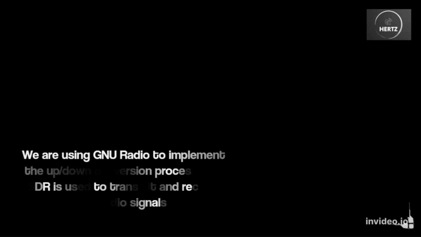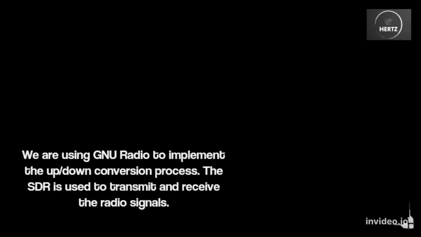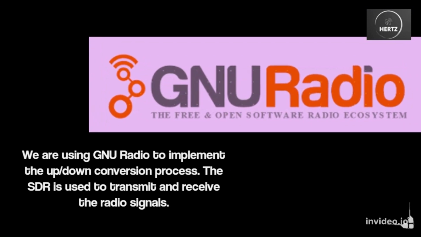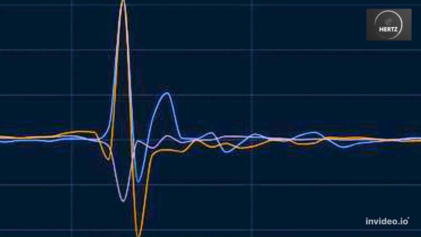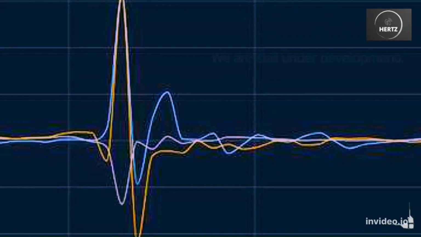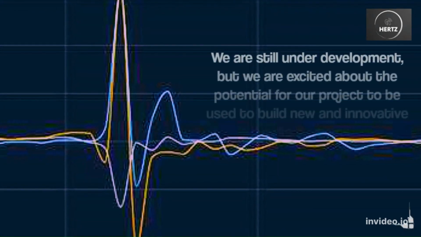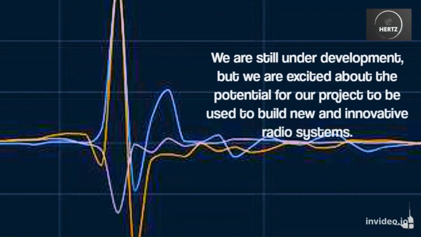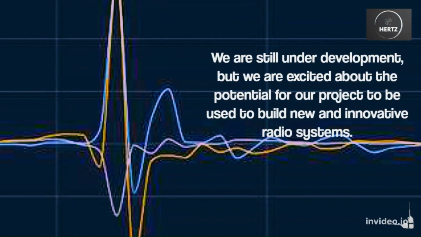We are using GNU Radio to implement the up-down conversion process. The SDR is used to transmit and receive the radio signals. We are still under development, but we are excited about the potential for our project to be used to build new and innovative radio systems.